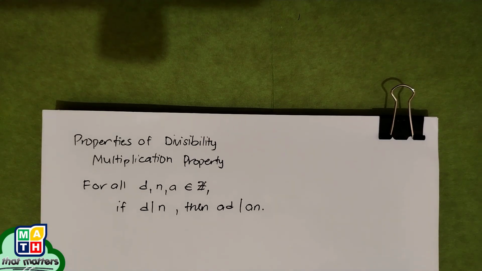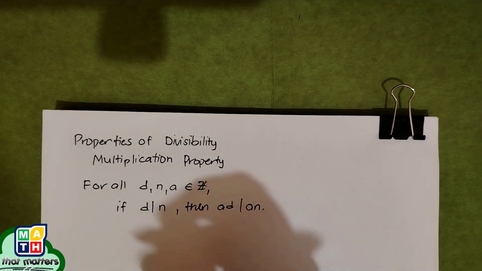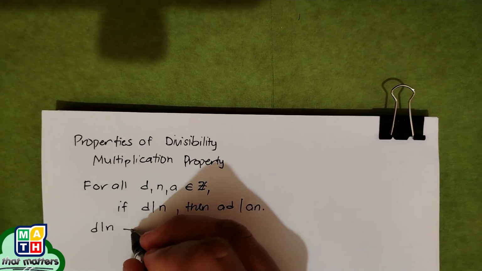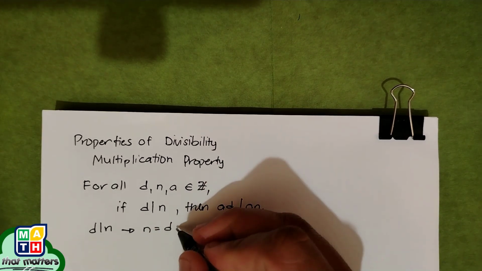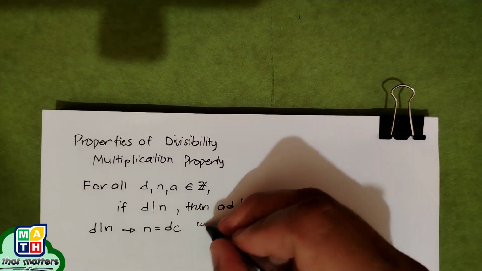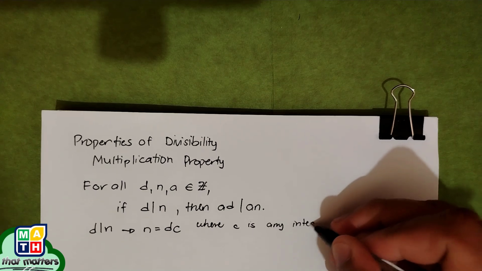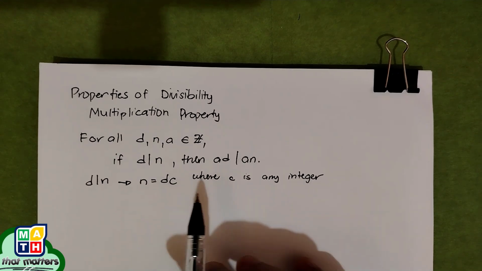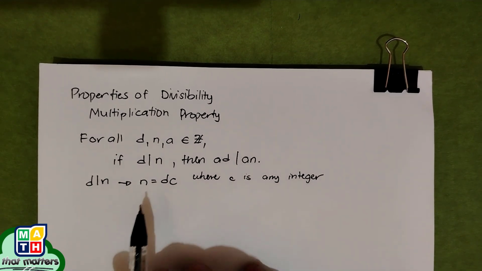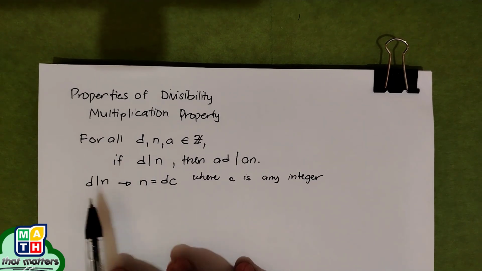Now, to show this, let us go to our definition of divisibility. If d divides n, then you could come up with an equation like this: n is equal to dc, where c is any integer. Now we can express d divides n as this equation where c is any integer. This tells us that d is a factor of n. That's why d divides n.